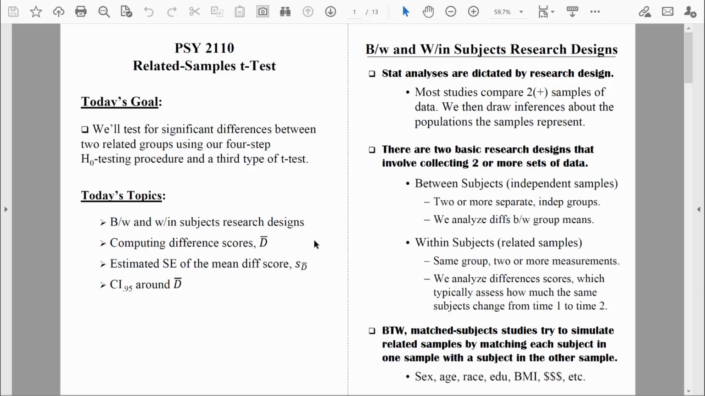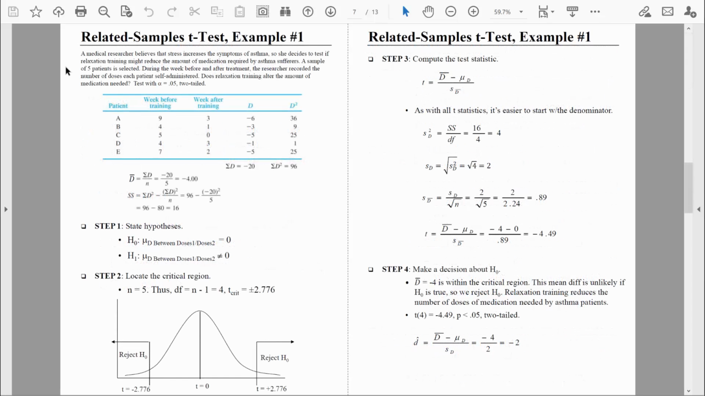We discussed the distribution of mean difference scores, and we also talked a little bit about the estimated standard error of the mean difference score. In this video, we'll get some experience computing that and also 95% confidence intervals as we work through the 4-step hypothesis testing procedure with our first related samples t-test. Let's work through our first example.